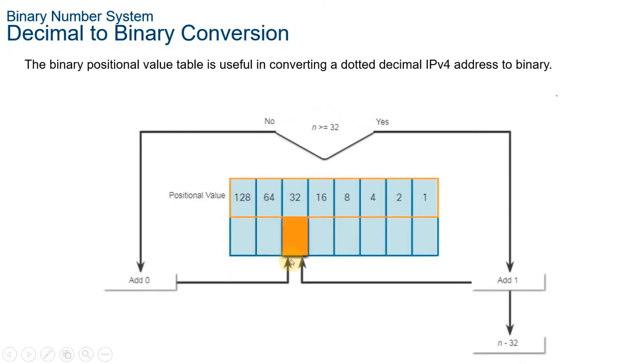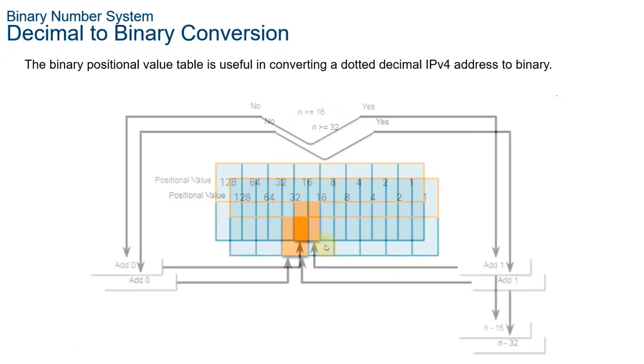Let's move on to 32. Is the decimal number of the octet n equal to or greater than the next most significant bit, which is 32? If no, then enter binary 0 in the 32 positional value. If yes, then add binary 1 in the 32 positional value and subtract 32 from the decimal number.